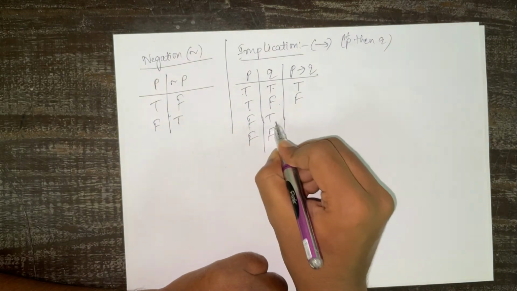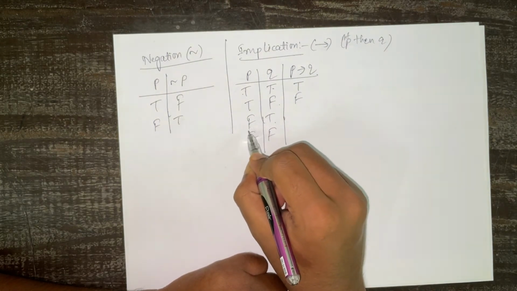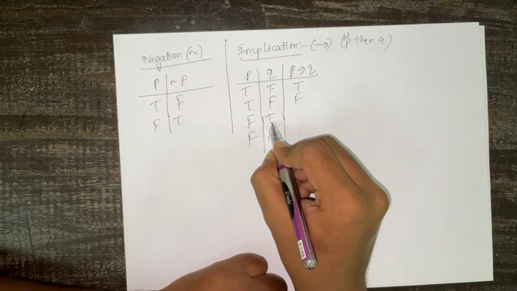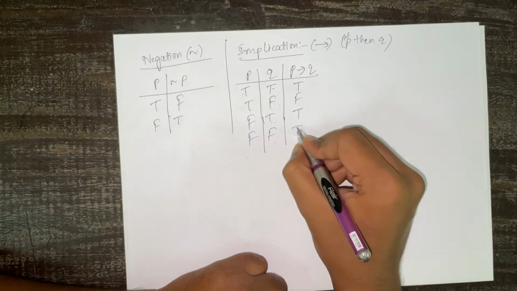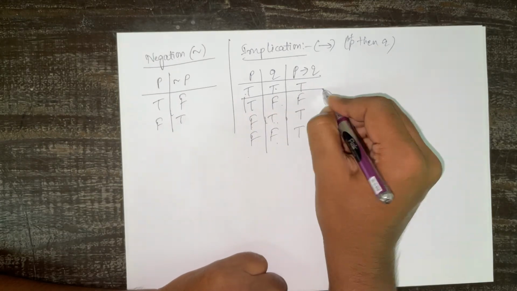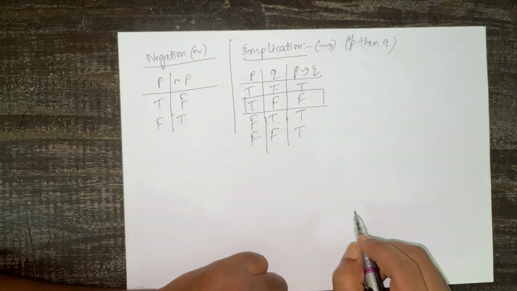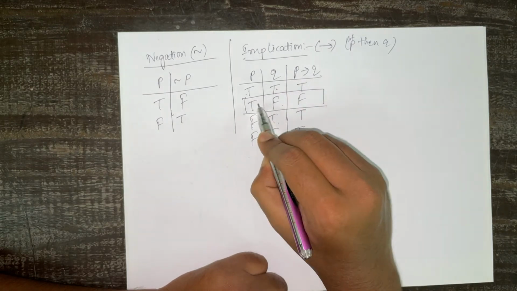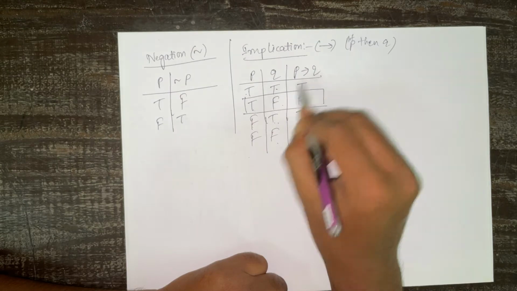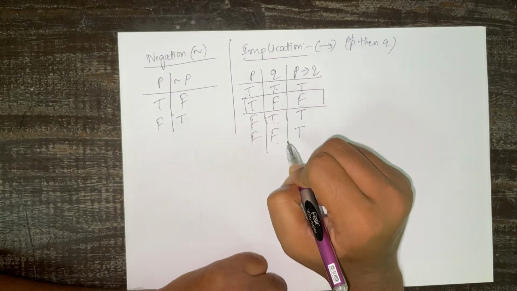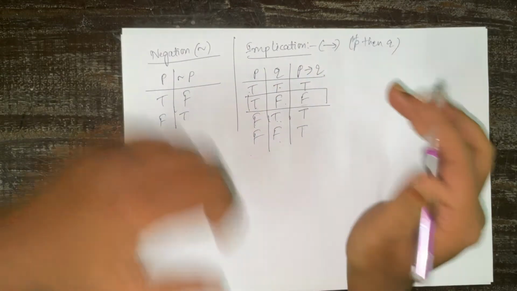If P is false, then Q is true, it is going to be true. If P is false, then Q is false, it is also going to be true. So the only case where P implication Q becomes false is when the first case is true and the second case is false. In that case, P implication Q becomes false. Okay, that is the only thing.